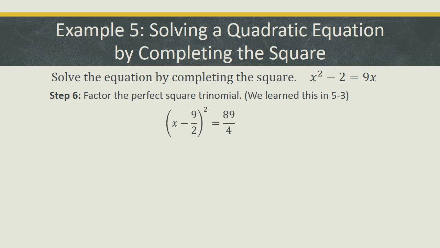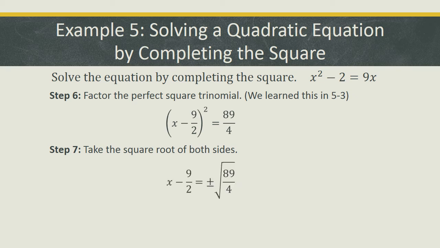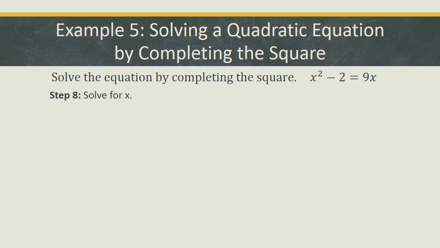Take the square root of both sides. Square roots cancel out squares, so I'm left with x minus 9/2 equals positive or negative the square root of 89/4. Now you need to finish solving this. To finish solving it, we add 9/2 to both sides. I get x equals 9/2 plus or minus the square root of 89/4. And now you're just simplifying everything down from here.